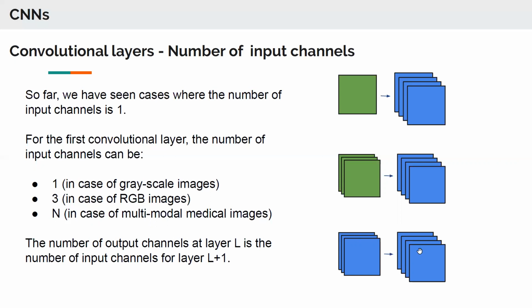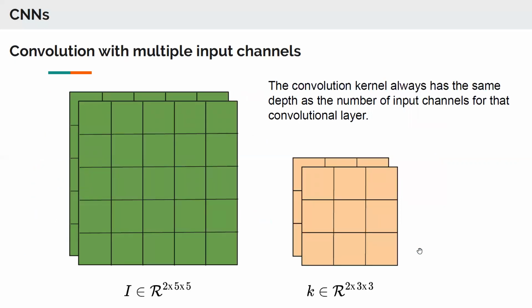So basically, the point is that we should also understand how to apply the convolution operation when we have more than one input channels. And the point to note here is that whenever we have more than one input channel, the depth of the convolutional kernel will always be the same as the number of input channels. So the spatial extent of the kernel is usually 3 by 3 or 5 by 5. But for example, here if we have two input channels, the depth of the kernel will also be 2.